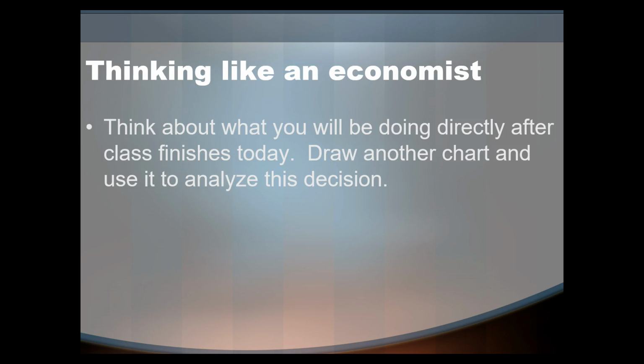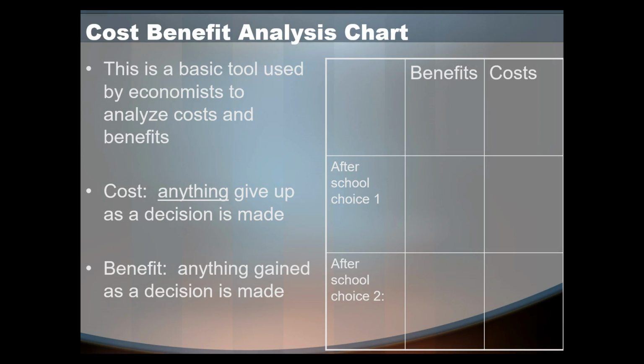All right, now you are going to think like an economist to make a decision that actually is relevant to your life. So I want you to draw another chart thinking about what you will be doing directly after class finishes today. You're done with school for the day, and you're going to make another chart where you choose 2 things, 2 ways you could spend your time after school. So think about what you're maybe kind of planning on doing, or something else you could do.